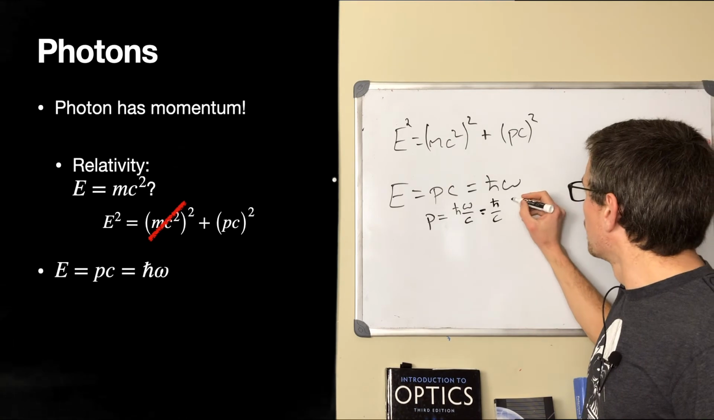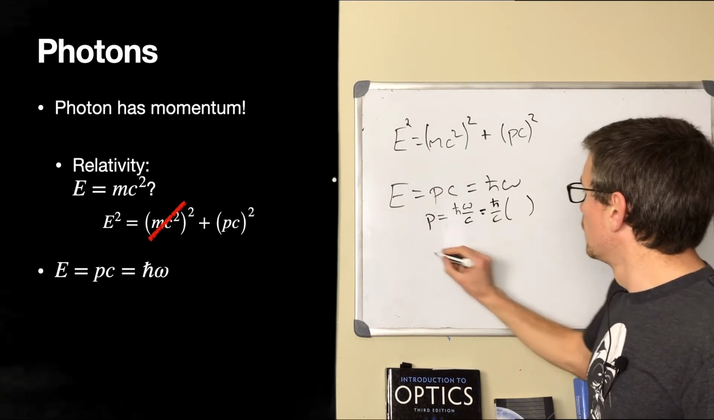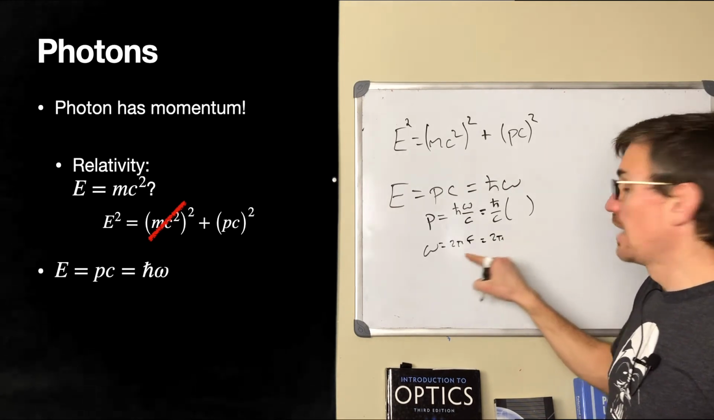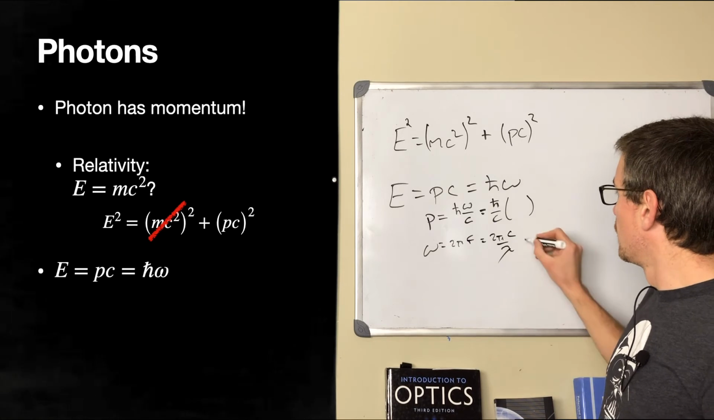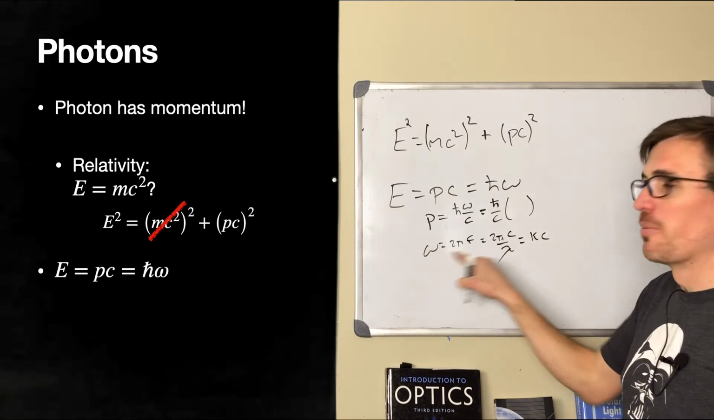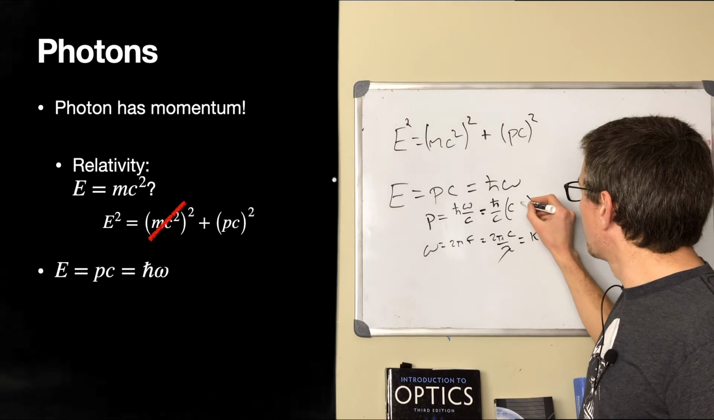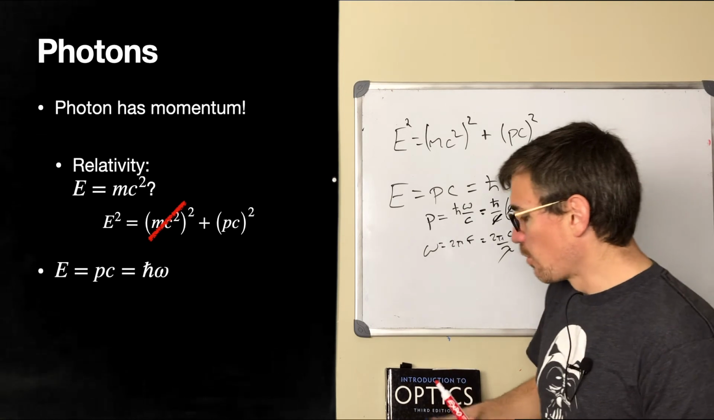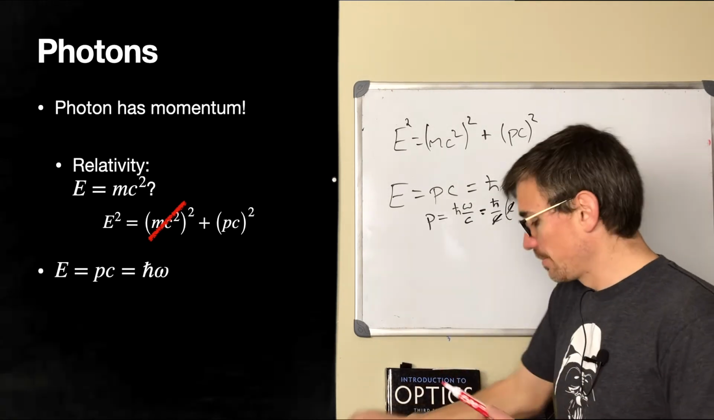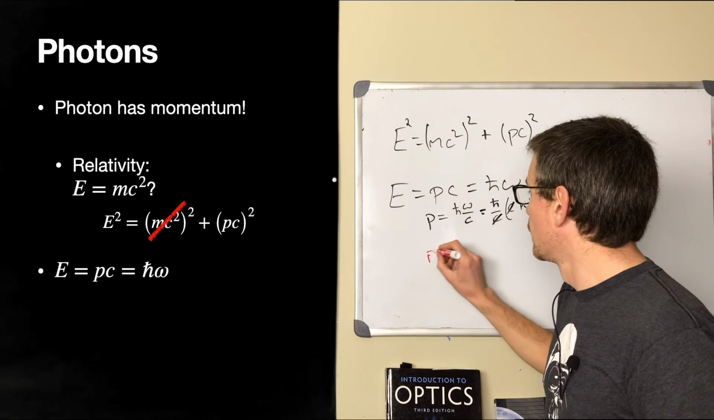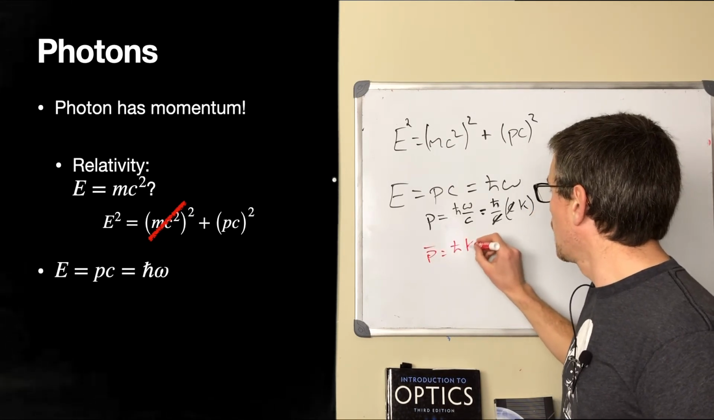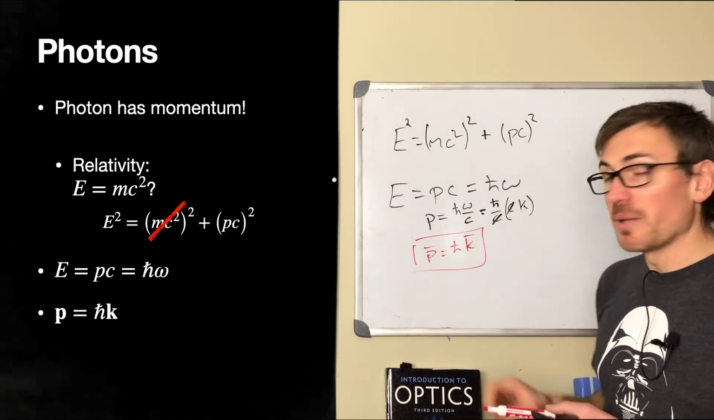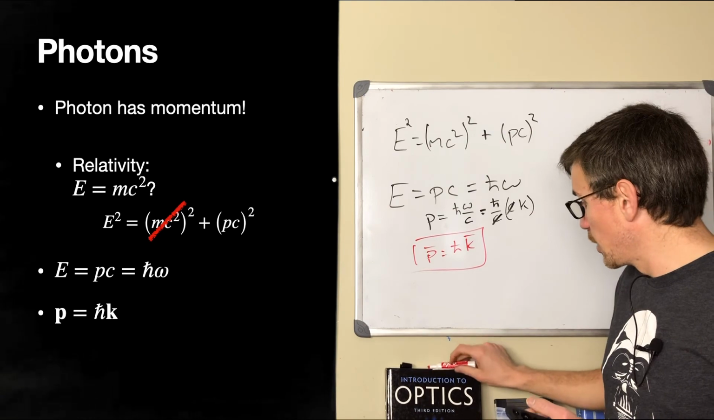Well, what is omega again? Well, omega is equal to 2 pi f, which is equal to 2 pi, f is c over lambda, and that's equal to k times c. Oh yeah, omega equals ck. So let's go c times k, and these c's are going to cancel, and we have the momentum of a photon is h bar k. And it's a vector, so we'll put a little hat on it, p is equal to h bar k. That's the momentum of a photon here. So it has momentum h bar k, and it has energy h bar omega.